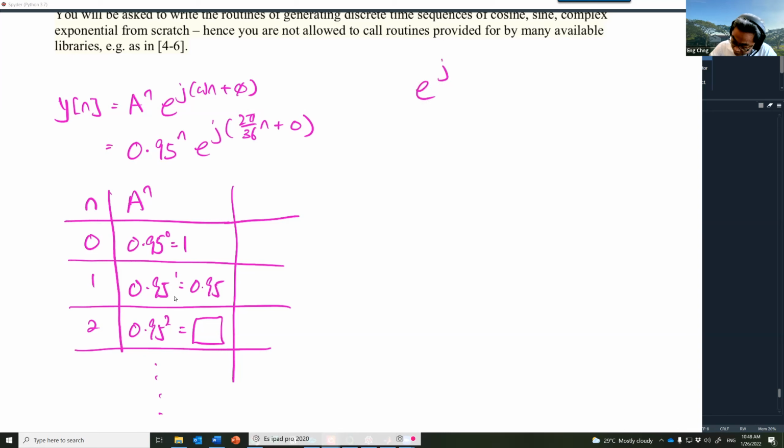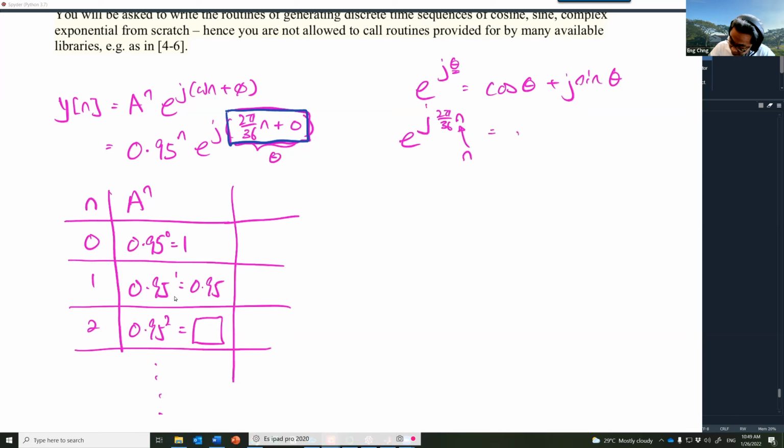What about e^(jθ)? So we consider this as theta. And remember, this is Euler's formula. So e^(jθ) is equal to cos θ plus j sin θ. Now, what is theta? Remember, theta is this whole thing here. Now, we're going to put this whole thing as theta. Okay, e^(j...), then, well, we have only 2π over 36 n. So the only thing that is changing is n.